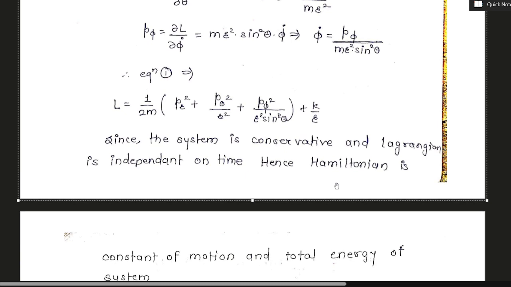Therefore equation number 1 can be written as L equals 1 by twice m, pr square plus p theta square upon r square plus p phi square upon r square sin square theta, bracket complete, plus k by r.